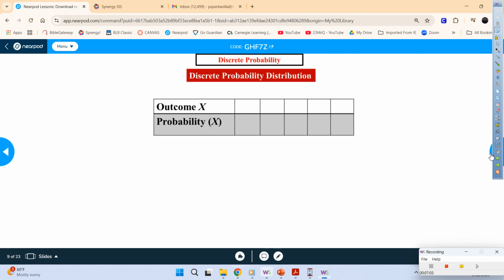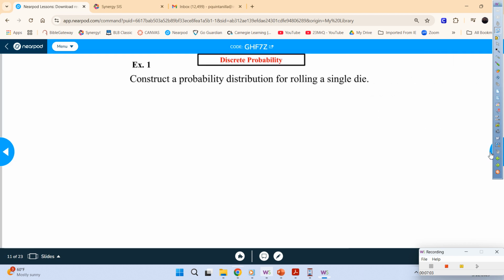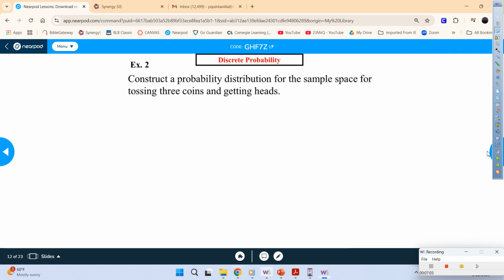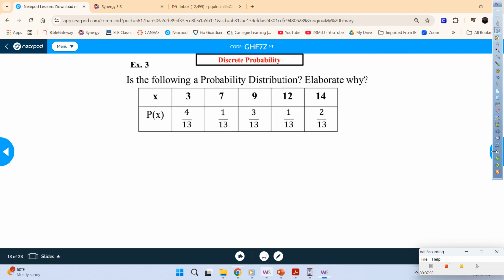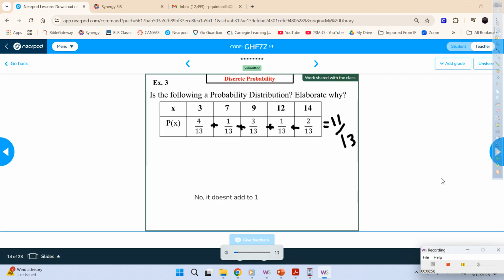So, you did a couple in class. You did that one, this one, and this one. So, with that said, problem number 3, look at it. Don't copy it. And it reads, is the following a probability distribution? Elaborate why or why not. Talk to your neighbor. Is that a probability distribution? Why or why not? And then type it up on your screen, please. There it is. No, it's not a probability distribution because it doesn't add up to 1. It adds up to 11/13.